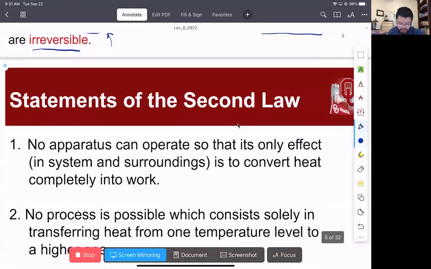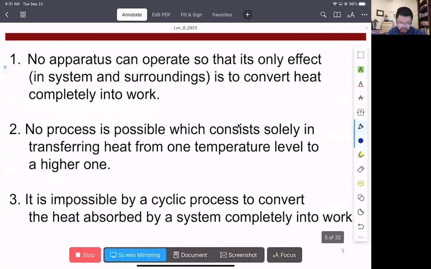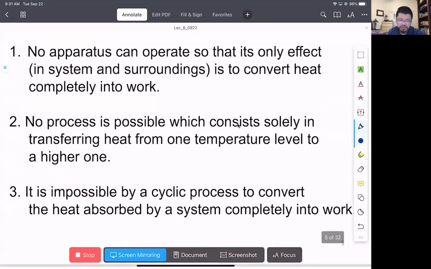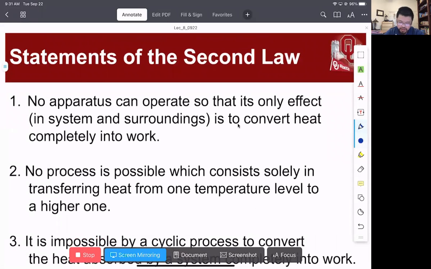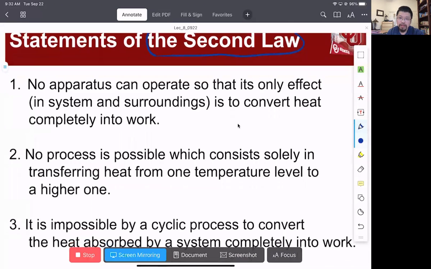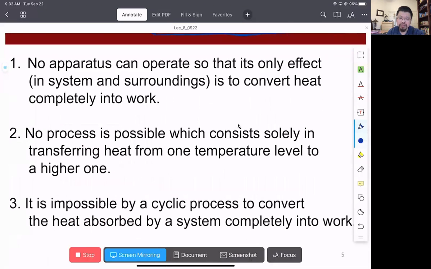So in order to address those interesting observations, here comes the statement of the second law. Okay. And we have multiple statements regarding the second law. So let's take a look at the three most popular statements.